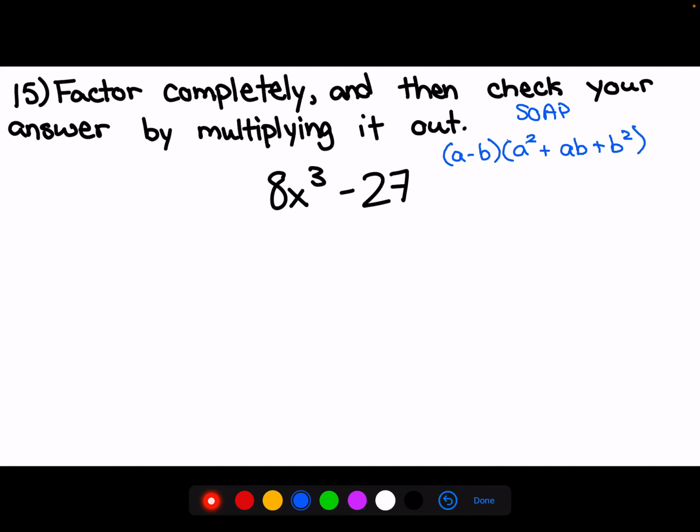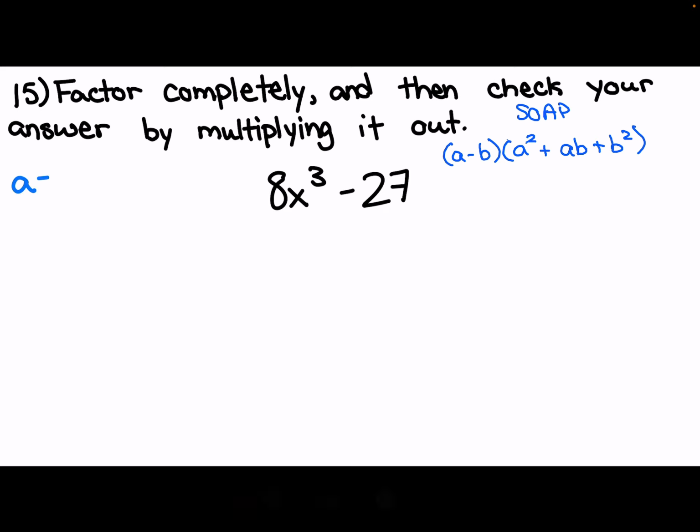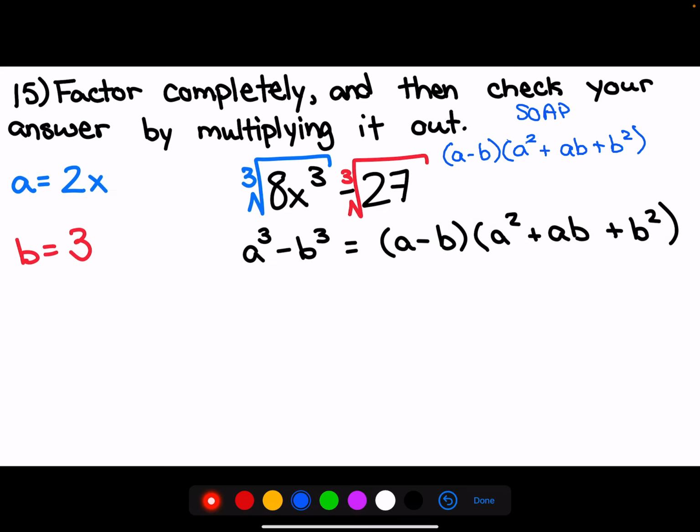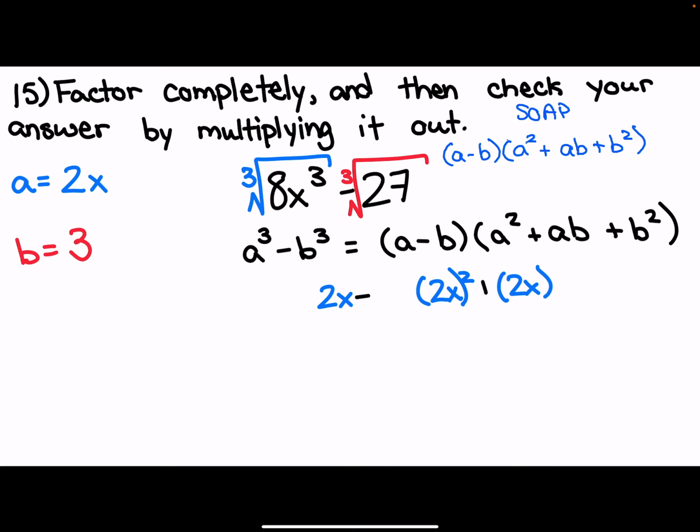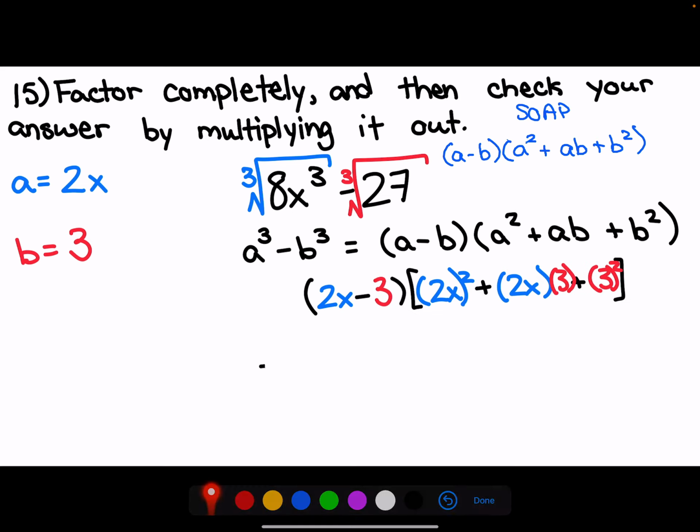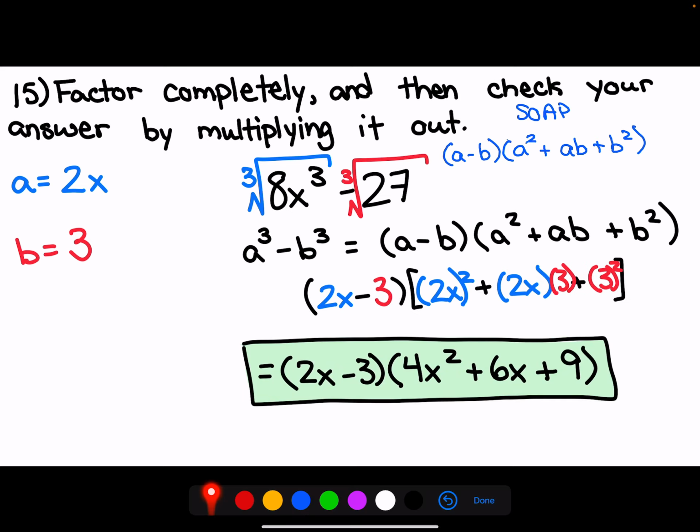From here, we're going to take the cube root of both terms. Cube root of 8x cubed is 2x. Cube root of 27 is 3. Plugging it into our formula, we now have 2x minus 3 times 4x squared plus 6x plus 9. That is our final answer here. If we were to distribute through the parentheses for both of these terms, it would cancel a lot of stuff out and get us right back to 8x cubed minus 27.